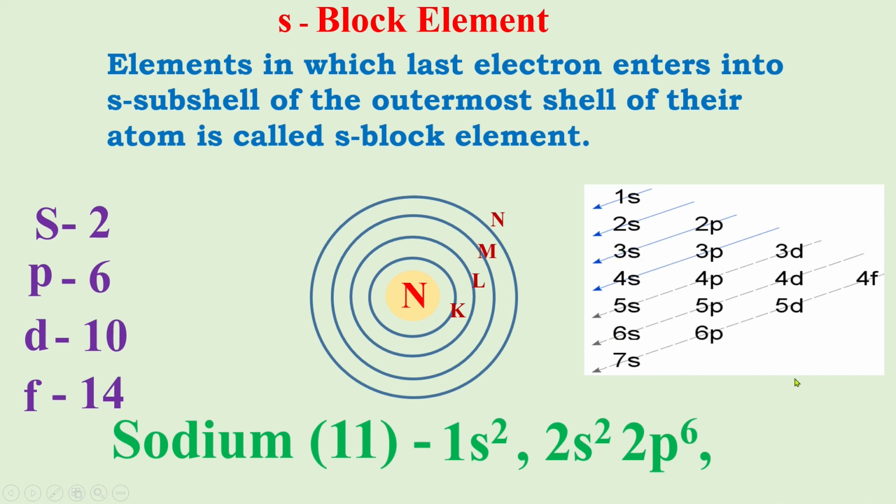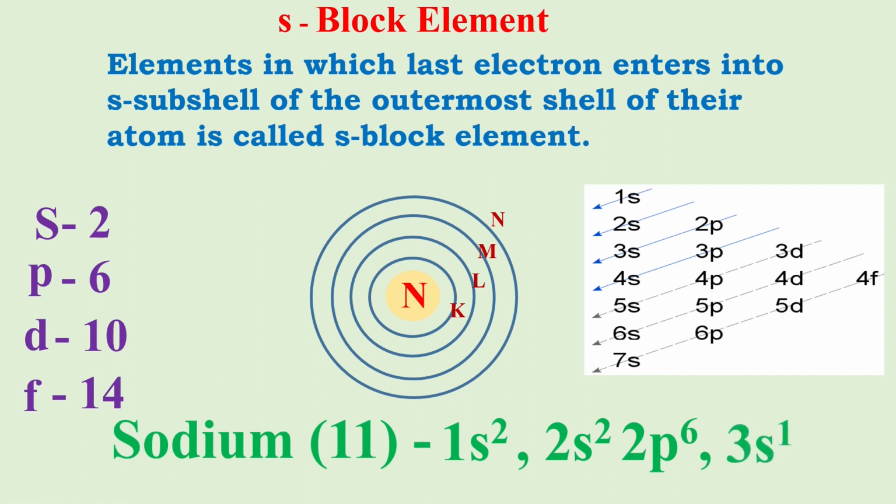Now how many electrons are filled? 6 plus 2 plus 2, 10 electrons are filled. Now only 1 electron is left. That's why this last electron goes to third cell, S subcell, and that's why we are writing 3s1.